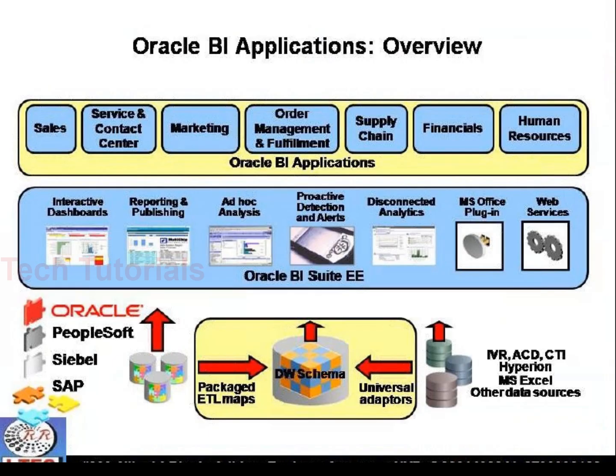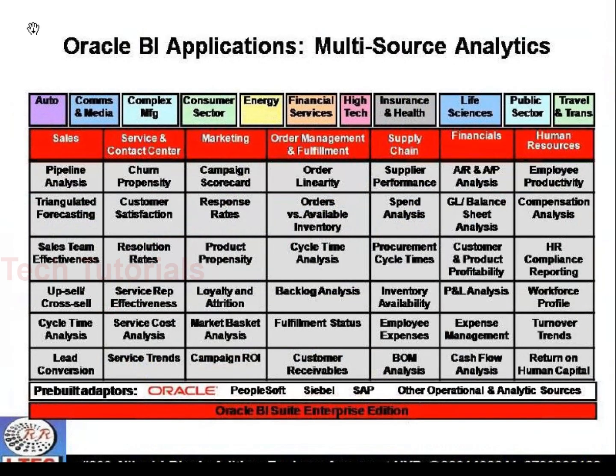Now, if you go to the next slide, in each and everything we have some separate subject areas. In sales, what are the things we are going to analyze? Pipeline analysis, triangulation forecasting, sales team effectiveness, upsales, cross sales, cycle time analysis, lead conversion. These are the things that I have.